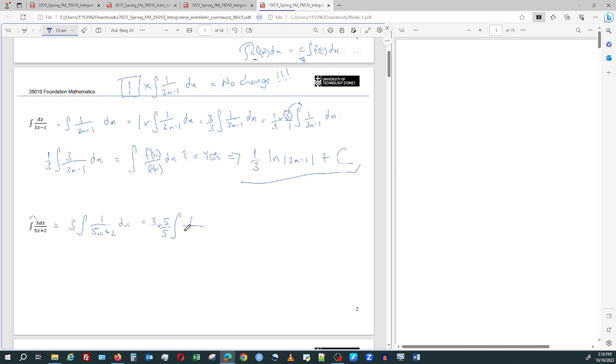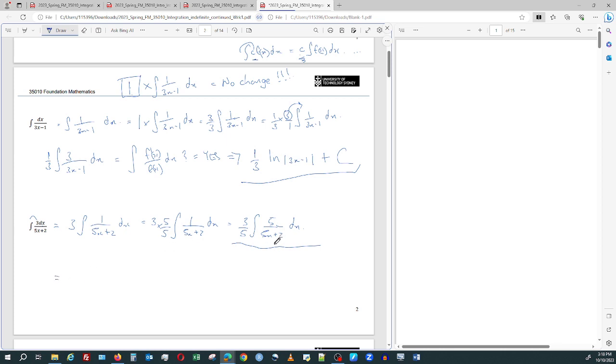Okay, what are we going to do with that 5? We're going to put it over, and so it will become 3/5 integral 5 over 5x plus 2 dx. So therefore, we now have our integration. Now look at all the steps we've done, and we still haven't done any integration whatsoever. So let's go ahead and do that.